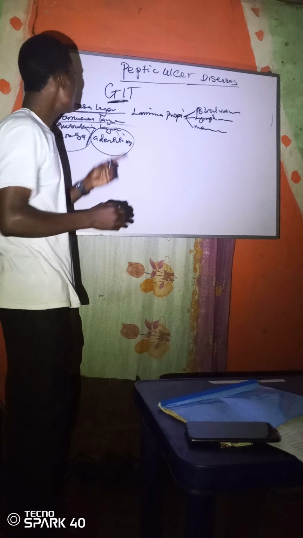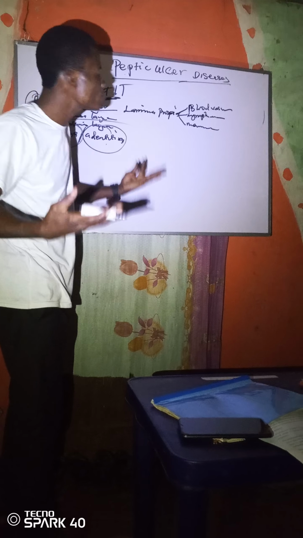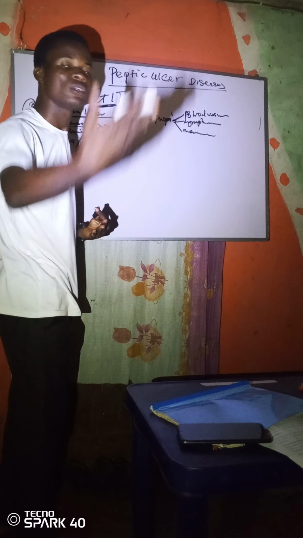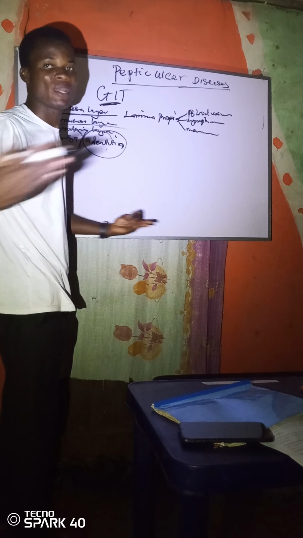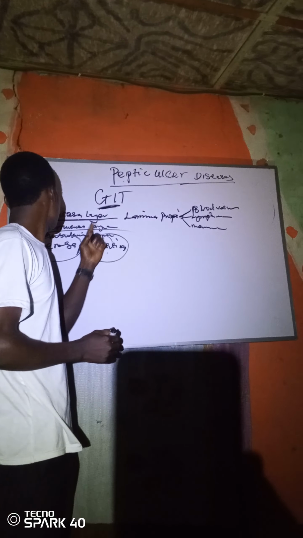Now, after this layer, we have the submucosa. The submucosa contains a plexus of blood vessels, lymph vessels, and nerves. When we say plexus, we mean the place where 2 blood vessels come together or 2 nerves come together to channel into one direction. That is the function of this submucosa.